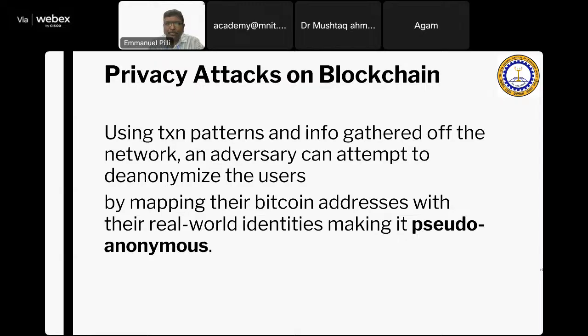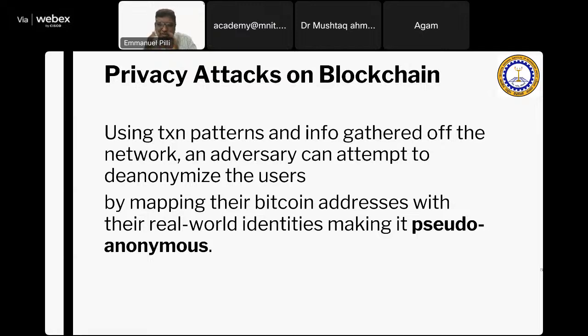Using transaction patterns and the info gathered off the network, an adversary can attempt to de-anonymize the user. You can exactly find out who the user is. It's very difficult, but it's not impossible, so you can come closer. You can map the Bitcoin addresses with their real-world identities.